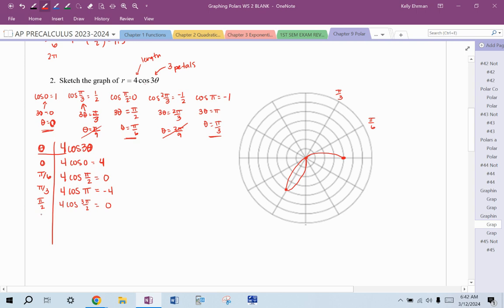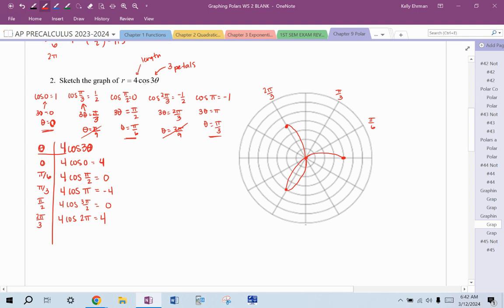Okay, and then I need to plug in quadrant 2, both the pi over 3 and the pi over 6. So 2 pi over 3. And actually, well, no, hold on, let me finish this. So 4 cosine of 3 times 2 pi over 3 is 2 pi. That's 4. So face 2 pi over 3 and go out 1, 2, 3, 4 units. So now the curve comes up this way.